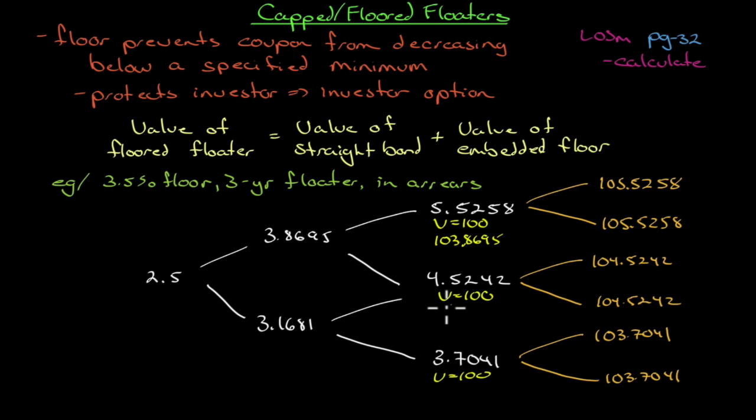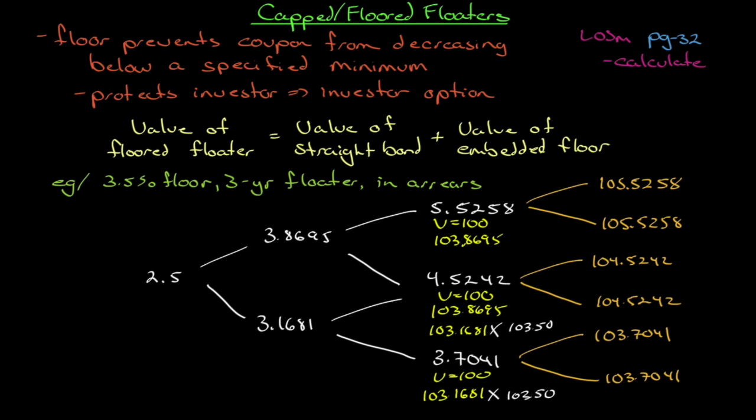Is it above 3.5? Yes, it is. And we'll do the same here, 103.8695. Here we have 3.1681. So if we add that on, we'll get 103.1681, and that simply won't work. We have to get rid of this, we have to get rid of this, and we'll add 3.5 on. So this turns to 103.50, as does this, 103.50.